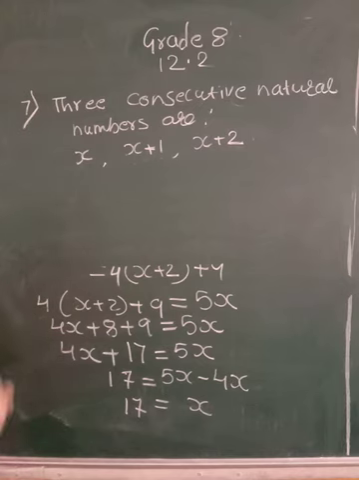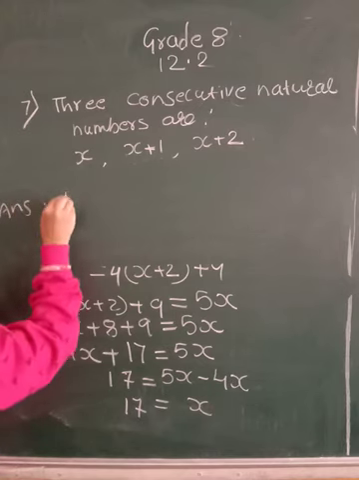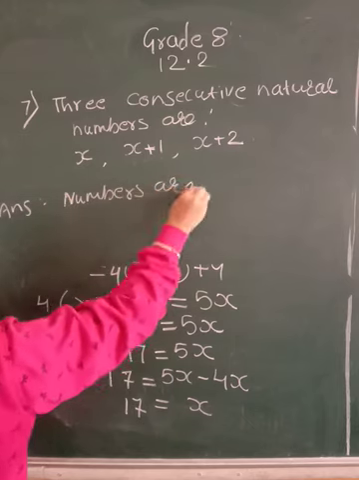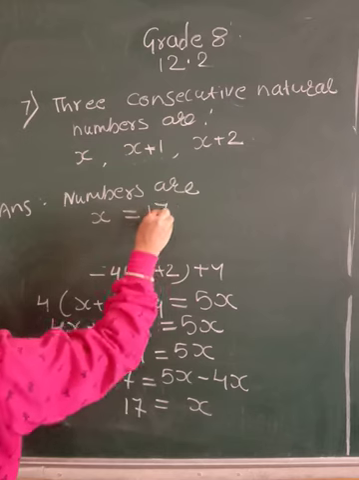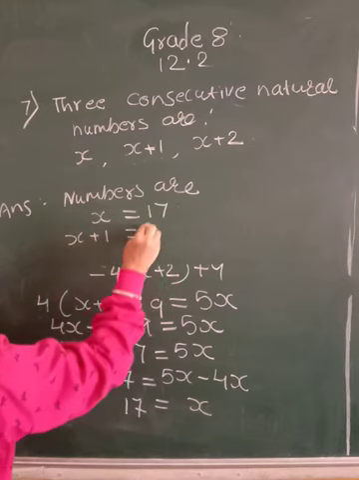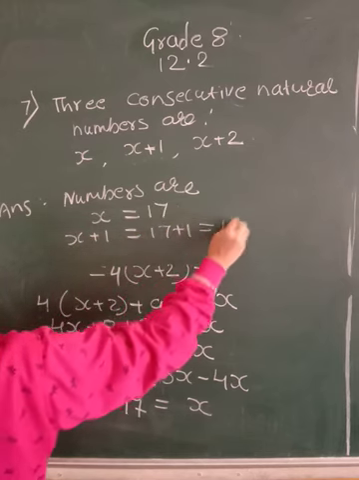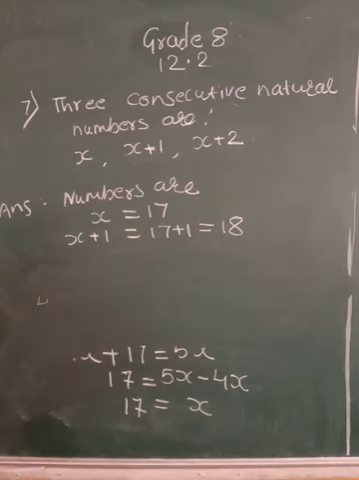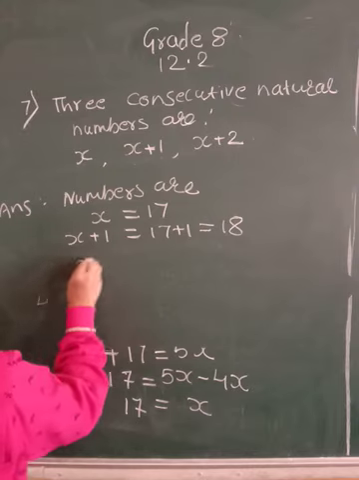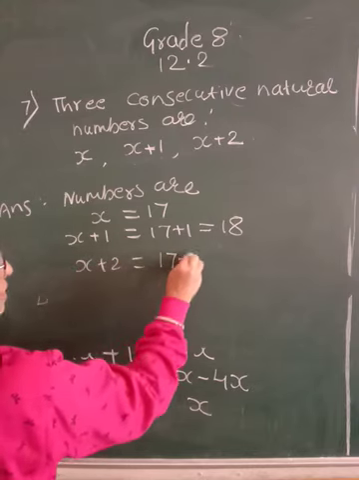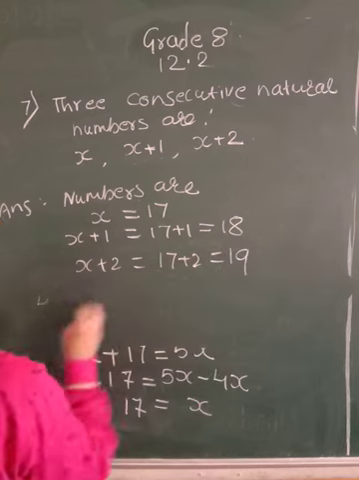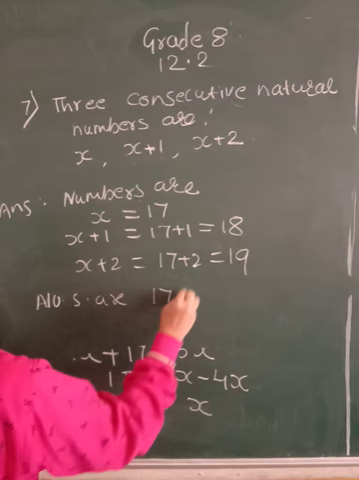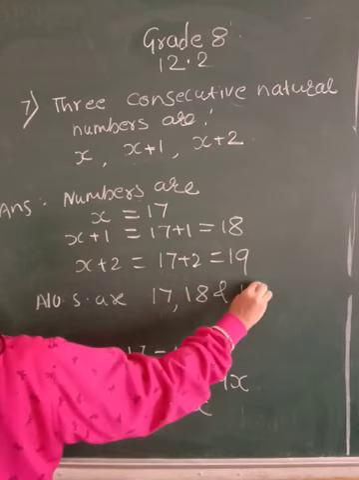So what are the numbers? Answer you have to write. Numbers are x which is equal to 17, then x plus 1 which is 17 plus 1 which is equal to 18, and third number is x plus 2, which is equal to 17 plus 2 which is equal to 19. So numbers are 17, 18 and 19.